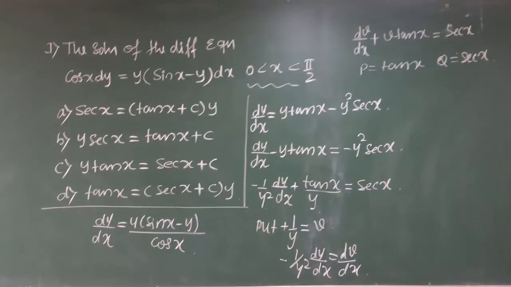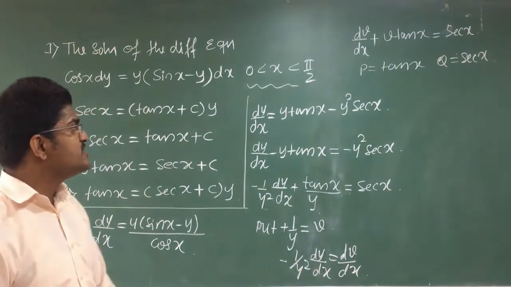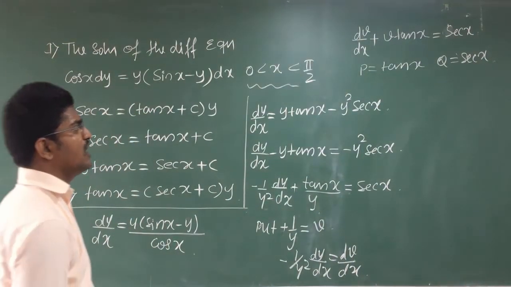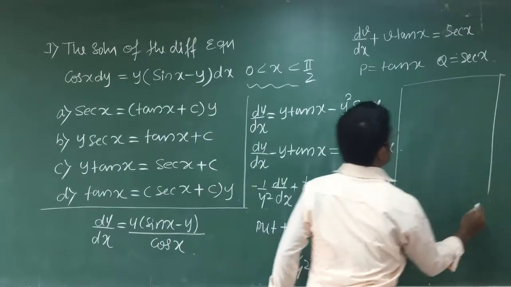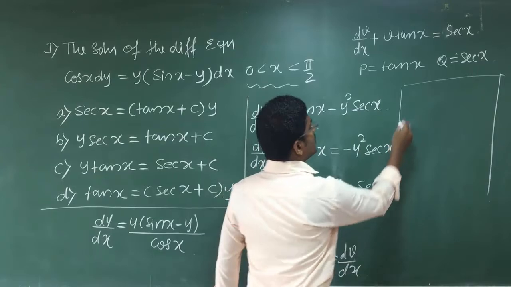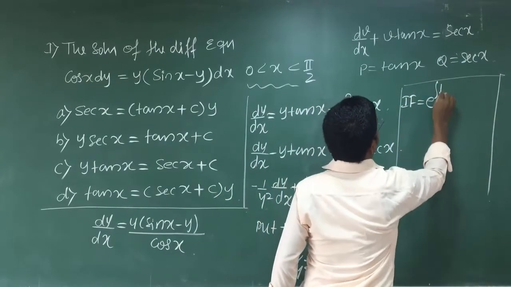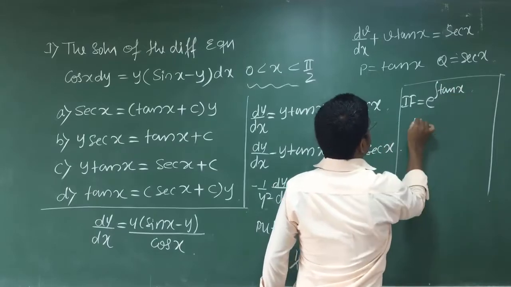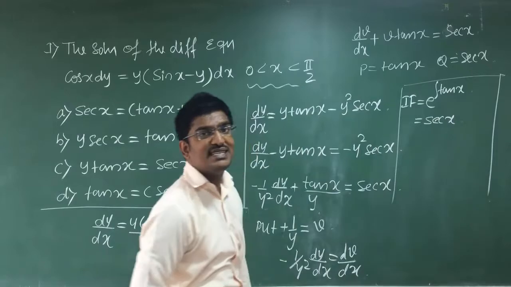So from this you can clearly simplify the given differential equation. Okay, see here. Here the IF will be what? IF will be e to the power of integration of tan x, that will be equal to sec x. So the IF term is sec x.